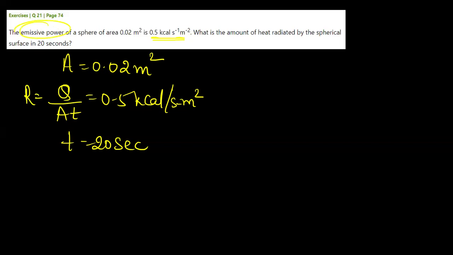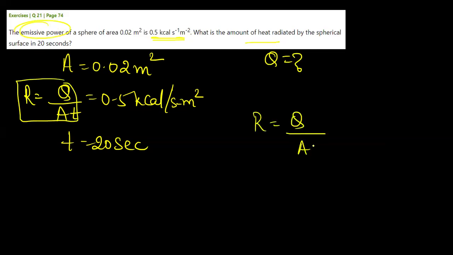Q upon AT. So what is the amount of heat radiated by the spherical surface in 20 seconds? They are asking what will be the amount which is radiated in 20 seconds. That is heat. The amount of heat means Q, heat means Q is being asked. So from this relation only, we'll use R equal to Q upon AT. So Q is equal to R into A into T.